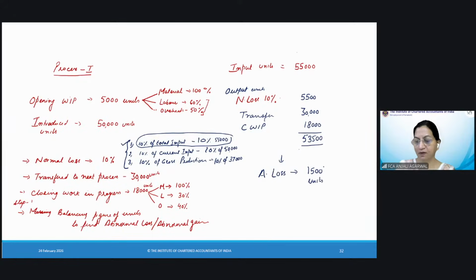Right? I hope this part is clear. If this is clear, substantial things are done. What is 49,500? Navneet? Okay. 55,000 minus 5,500. So we need to have the details of 49,500 further. Out of 49,500, we can say 30 move to the next process and 18 is closing WIP. So 49,500 minus 48,000, 1,500 becomes your abnormal loss.